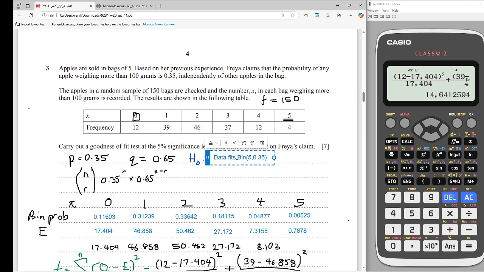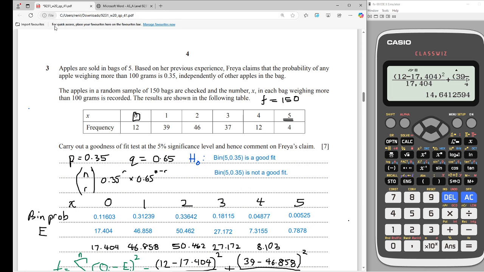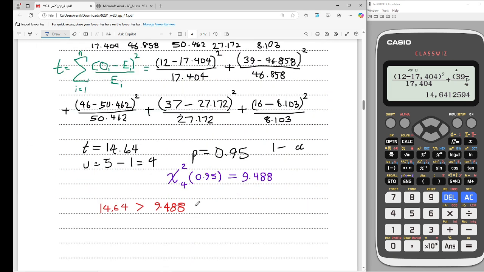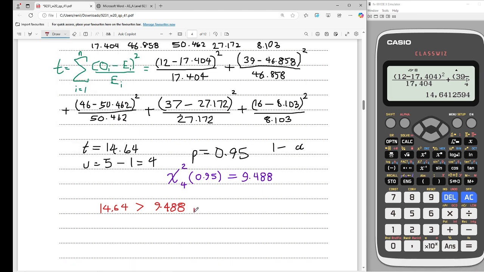Wait, no, this says that bin 5 comma 0.35 is a good fit. This is what Freya is claiming, 0.35. That is what it basically means. And over here it would mean that bin 5 comma 0.35 is not a good fit. This will be stated as our H1, which is our alternative hypothesis. So over here we can see that our test statistic is greater than our critical value, which means that we reject H null.